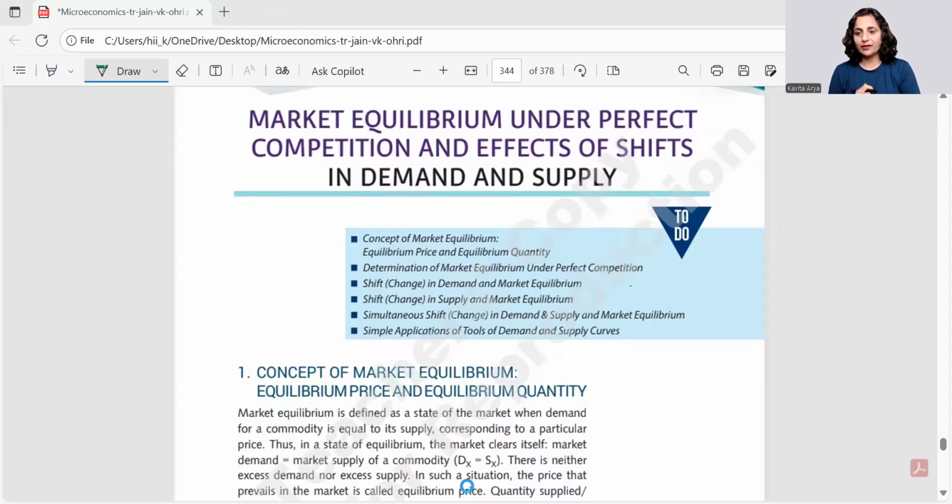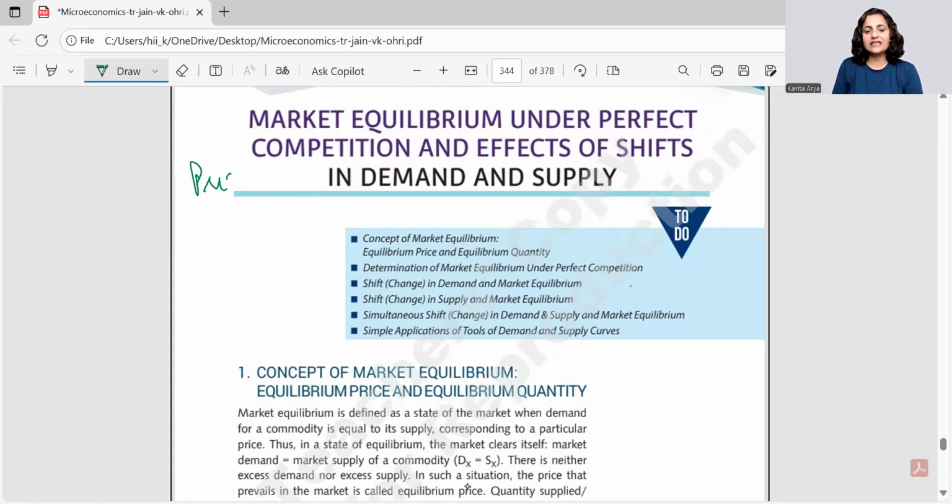After talking about the producer's behavior and the forms of market, today we have to talk about the market equilibrium, the last segment of the microeconomics theory. And this gives me the opportunity to talk about why we call microeconomics the price theory.